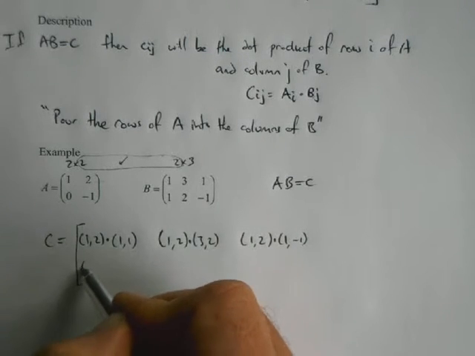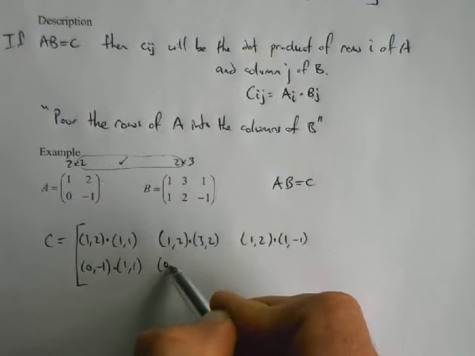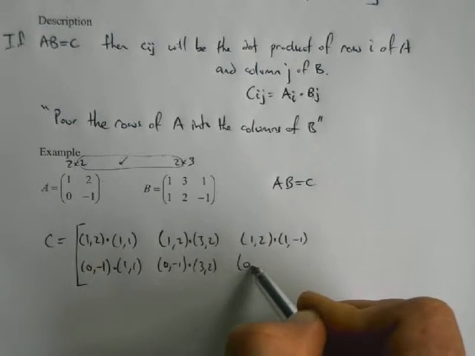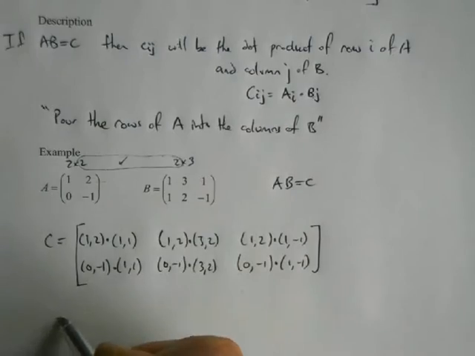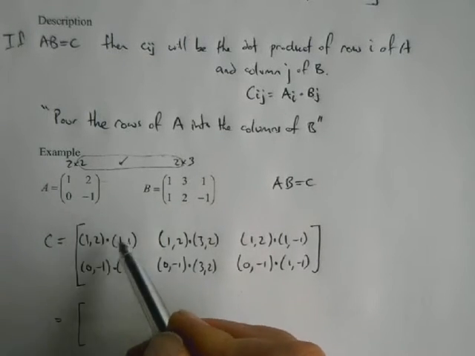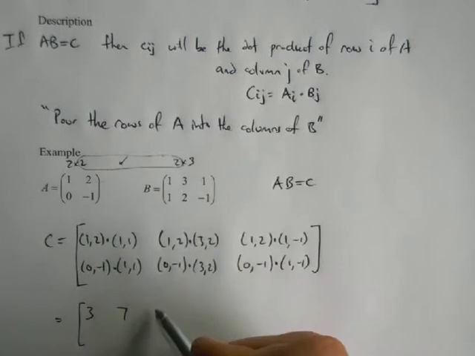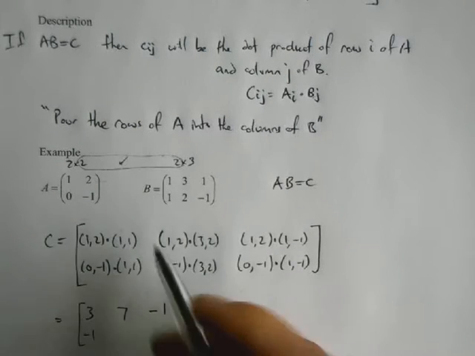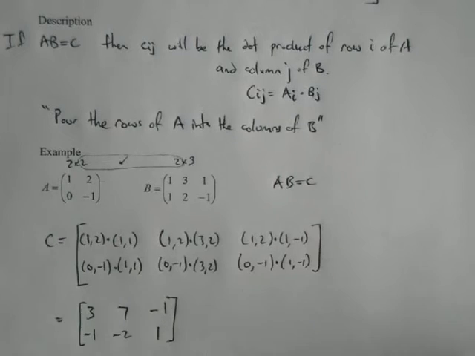And likewise we now go on to the second row: the second row of A with the first column of B, the second row of A with the second column of B, and the second row of A now with the third column of B. And then it's just a matter of doing those dot products. So the first one, 1 and 2 is 3, 3 and 4 is 7, 1 and negative 2 is negative 1, 0 and negative 1 is negative 1, 0 and negative 2 is negative 2, and 0 and 1 is 1. So this is the matrix C, which is A times B.